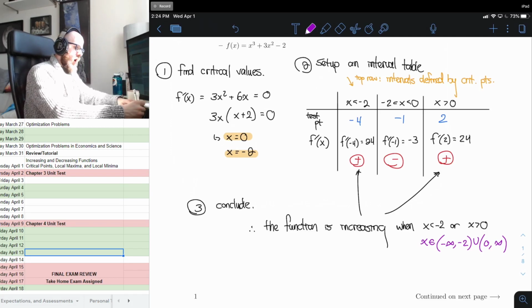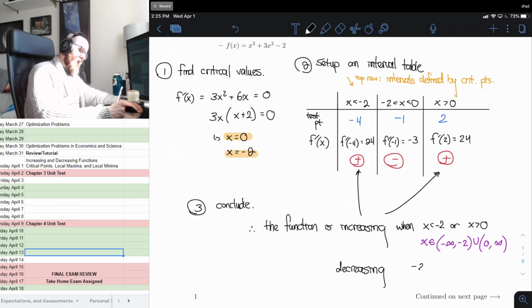Okay. And then the function is increasing on this interval and the function is decreasing between -2 and 0. So -2 is less than x is less than 0. Or again, we could write this in interval set notation. x is an element of all values between -2 and 0.